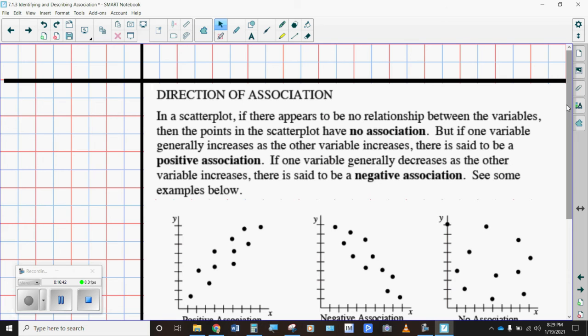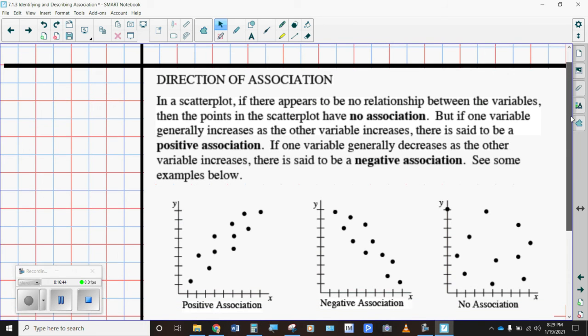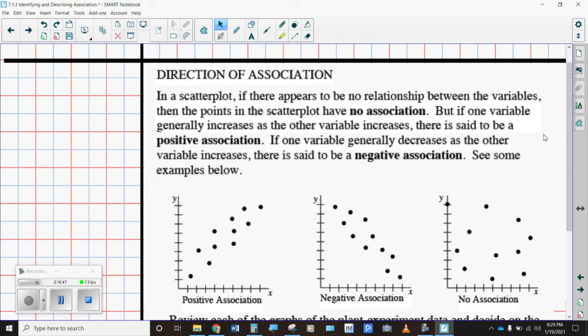All right, so let's take a look at a few different ways that we can describe association. When we're looking at a scatter plot, if you tend to have the data going in this direction, as x increases, y also increases, that results in what we call a positive association. Now, let me tie this into something that you've already learned.